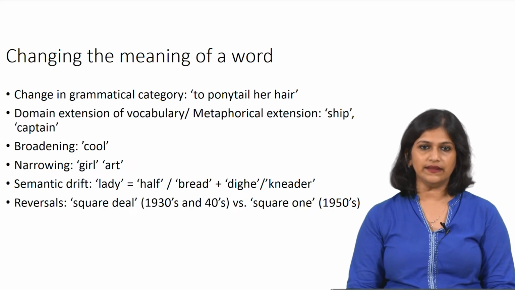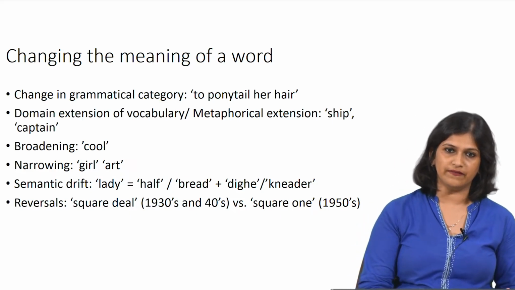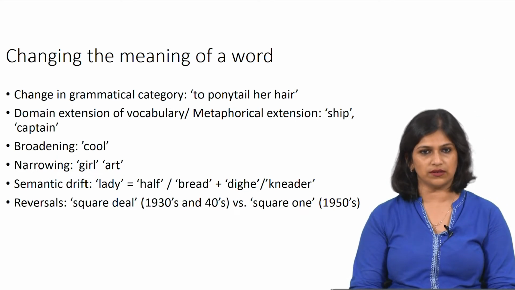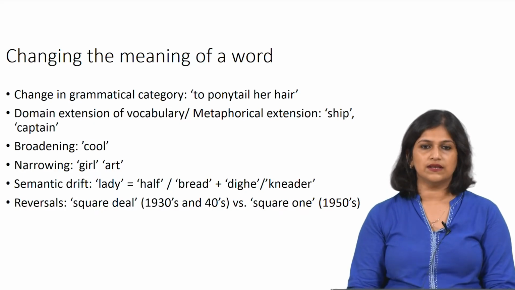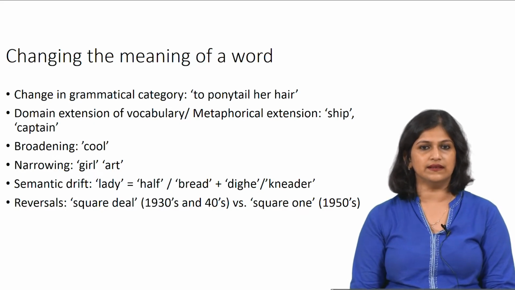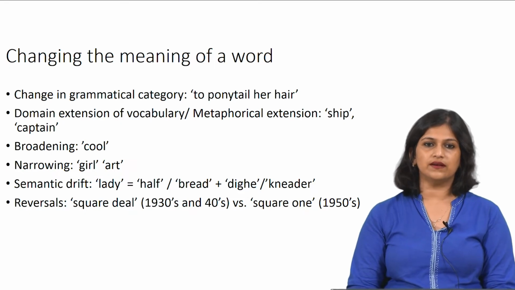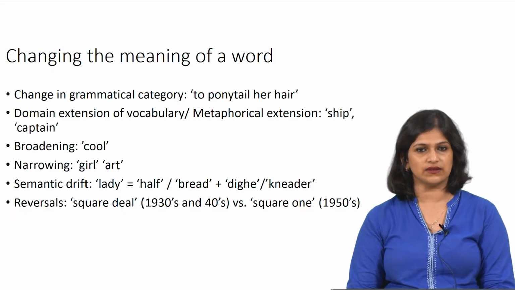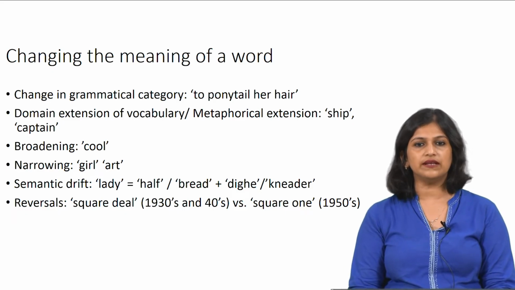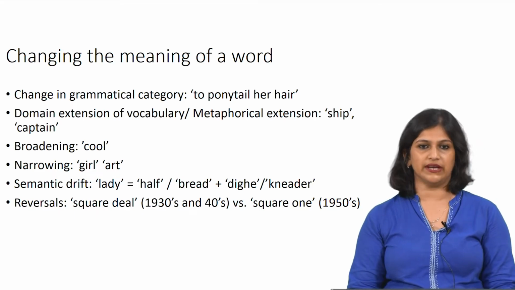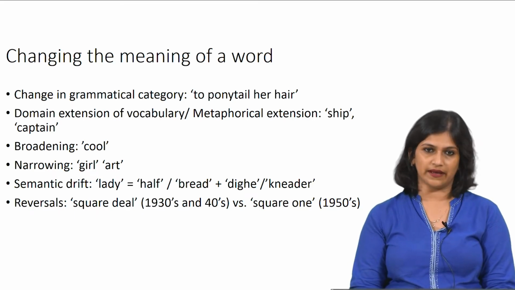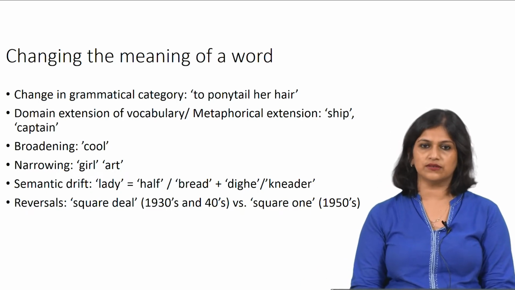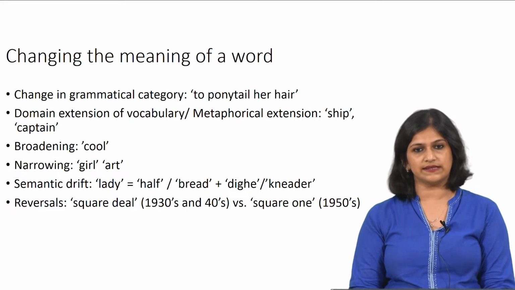So, when we say narrowing, that means the meaning was wide before, now it has become shortened or narrowed down. An example I will give is girl. In the good old days, in English, girl could actually mean any female gender, starting from a young 10 years old or a 5 years old to an old woman. So, anyone who belongs to female gender can be considered as girl.